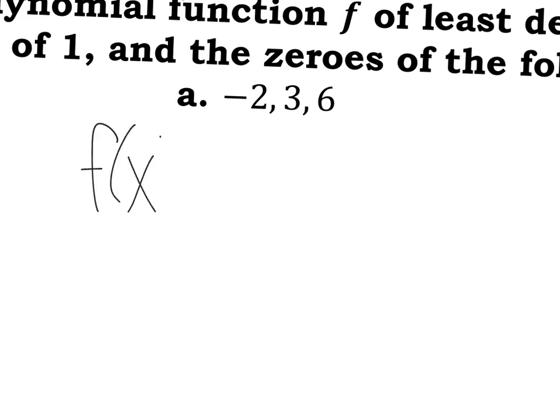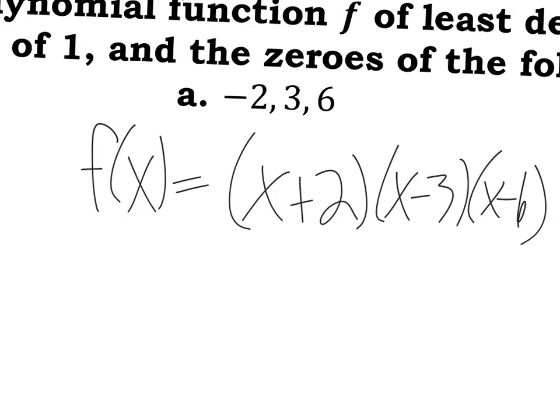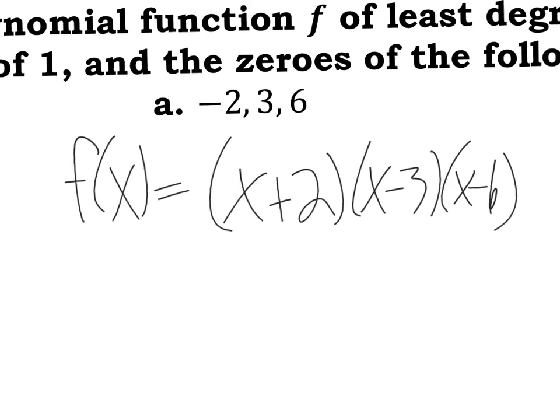f of x equals x plus 2, x minus 3, x minus 6. That's the simplest answer. So you have a leading coefficient of 1. Now you don't have to worry about putting a number out in front here. Now, how did I arrive at that answer?